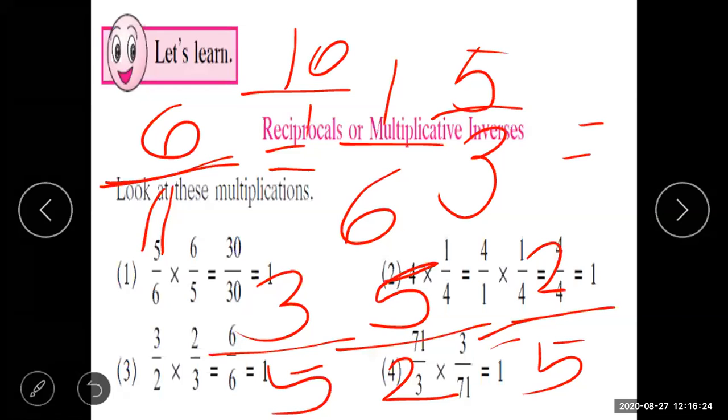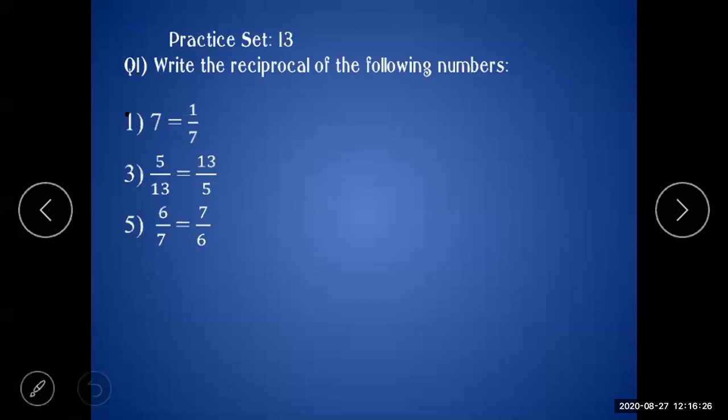Practice set 13. Here in practice set 13, they ask for the reciprocal of the following numbers. The first question is 7. I have written the answer as 1 upon 7. Why? Because below 7 there is no number, and that missing number we have to assume as 1. So the reciprocal of 7 will become 1 upon 7.